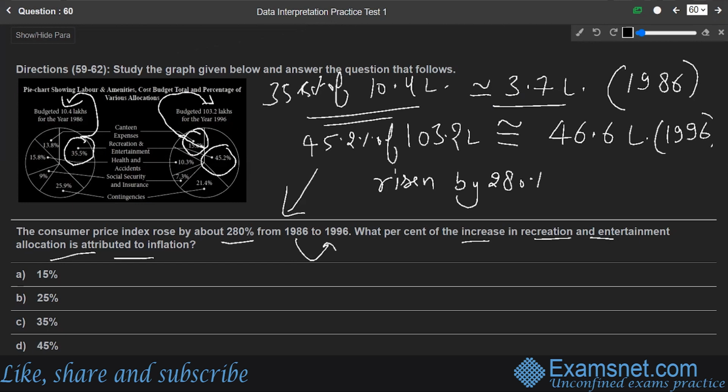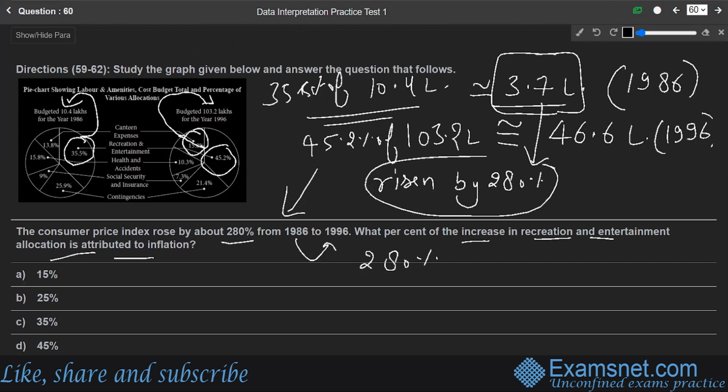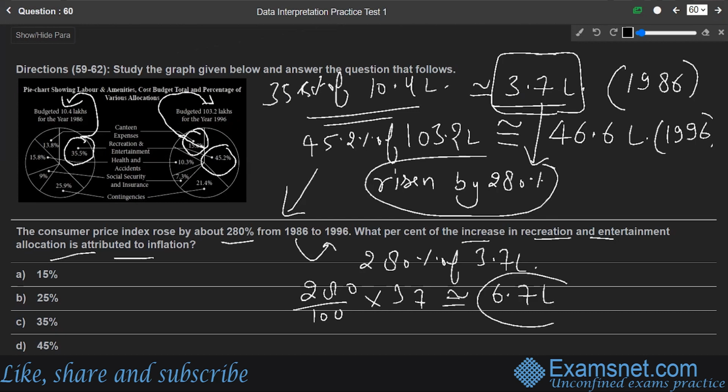Okay, risen by 280%. So let us see how much value would have been increased from 3.7 lakh if the consumer price index rise of 280% was in the picture. So 3.7 lakhs, 280%, that's what we are supposed to find out. What is 280% of 3.7 lakhs? That is 280 by 100 of 3.7, which is approximately close to 6.7 lakh rupees. So this was the value. If we would have considered the consumer price index risen by 280%, the next value would have been 6.7 lakh.